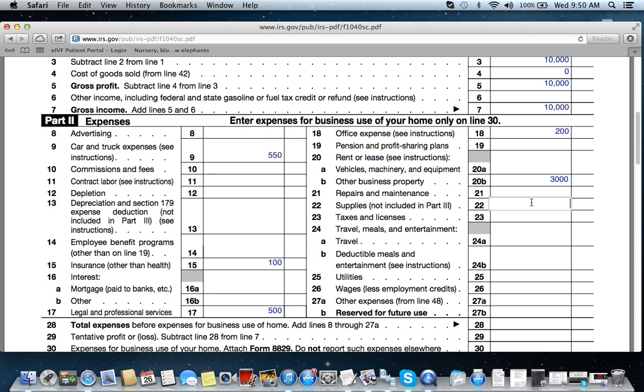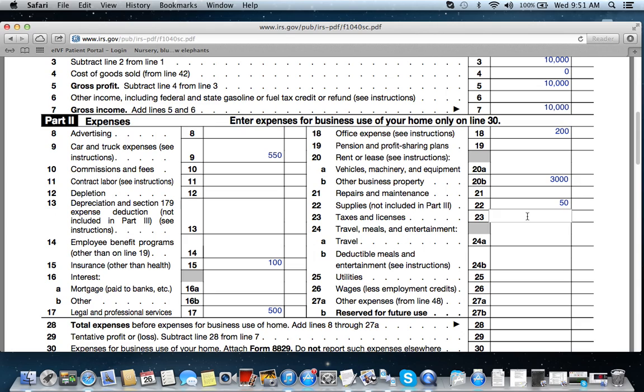Supplies, line 22, very similar to line 18, office expense. Whatever you didn't include there, whatever other little expenses you have could go here. I mean, it could be anything. All those little $10, $20 things you're going to the store and picking up that add up to a couple hundred by the end of the year. It could even be a couple $1,000s by the end of the year, depending on how big your business is. But this is just going to be the small expenses similar to office expense that you don't include anywhere else. So let's say it was $50.